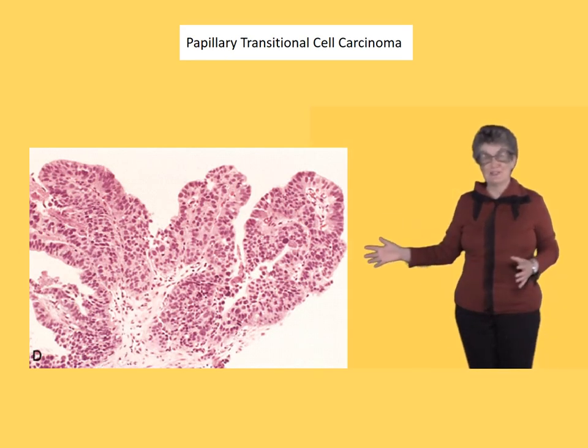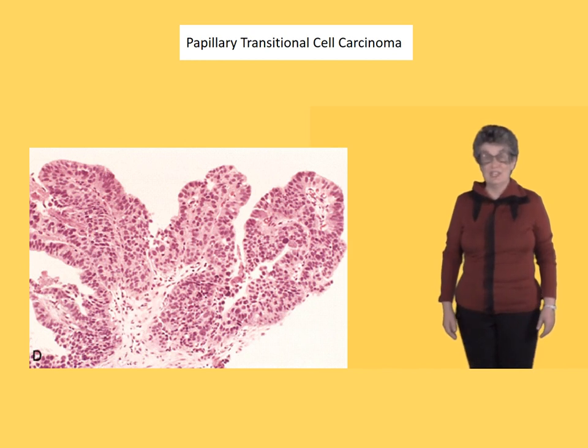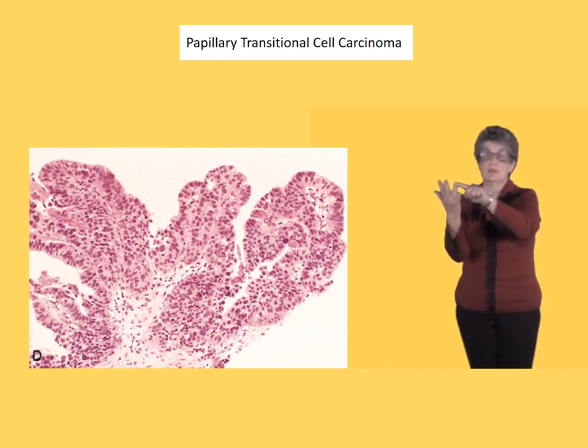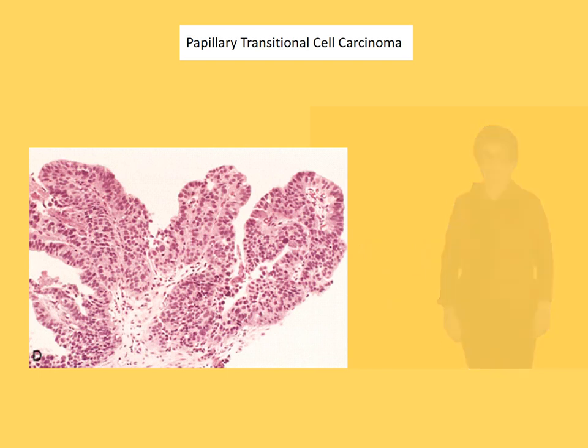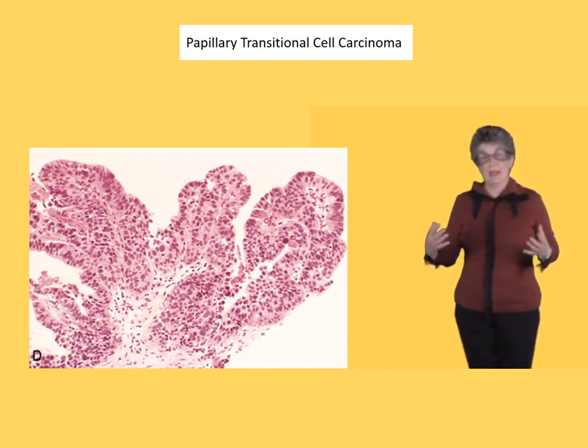This is a papillary transitional cell carcinoma. Notice the fronds. The definition of a frond is a central fibrovascular core covered by epithelial cells. This is what makes a papillae. You can see it on the picture next door. Imagine these macroscopically. They're going to look like little cauliflowers.